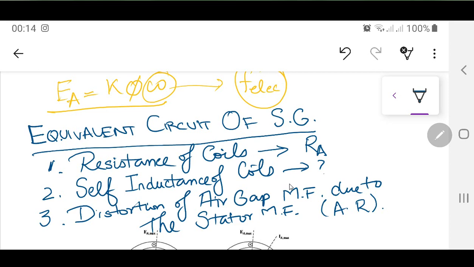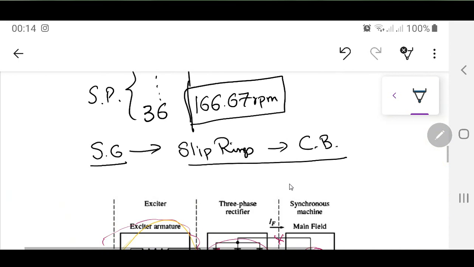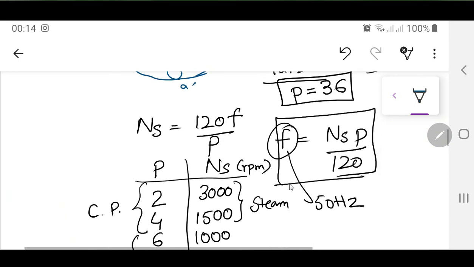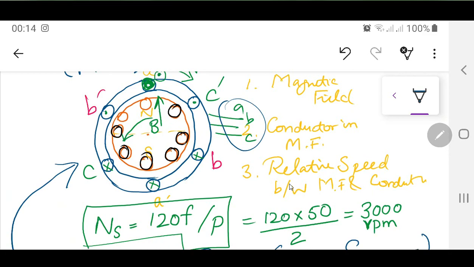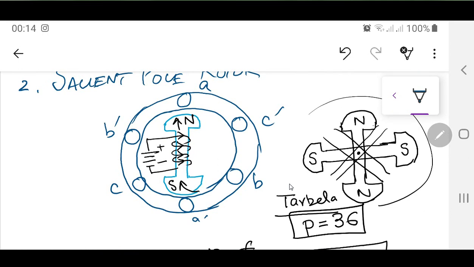The fourth thing, which is actually not done here in this book, but if you go to Appendix C of Chapman's book, edition number 5, you will find that the fourth thing is that you have to take into consideration that the armature reaction effect is going to be different for a cylindrical rotor and for a salient pole rotor.